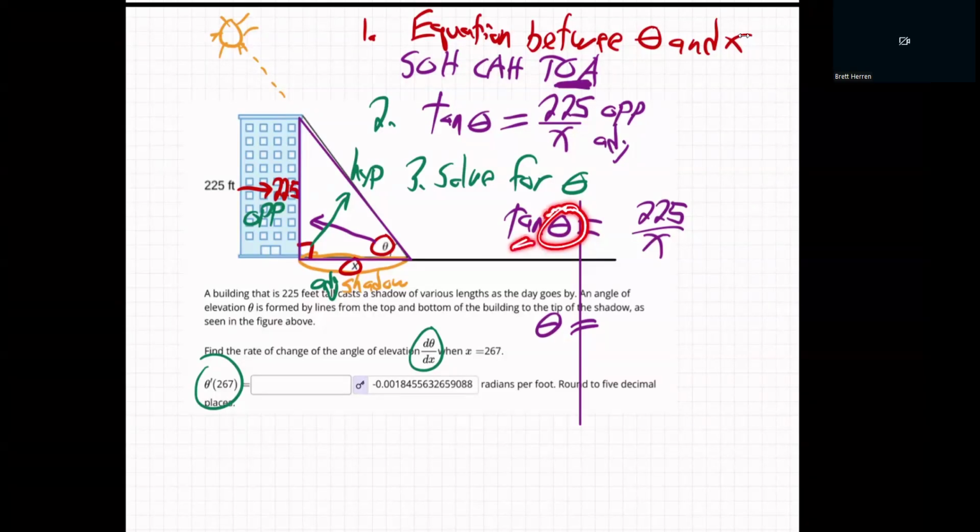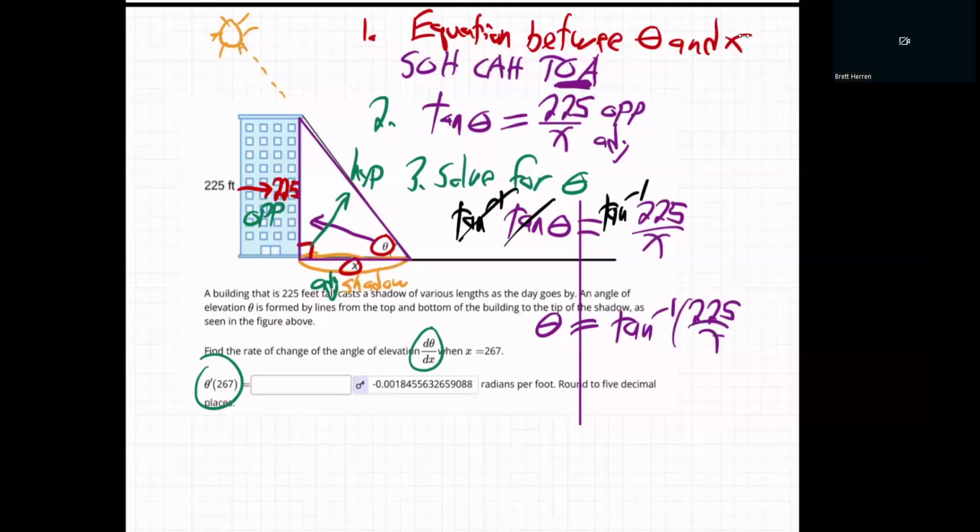Okay, well, what do you do then? How do you get rid of the tangent? Do you know? It's tangent inverse. And whatever you do to one side, you have no choice but to do the same thing to the other, because that's the opposite of tangent. That's why we have inverse trig functions. So there we go. Theta is now alone. It's tangent inverse of 225 over x.